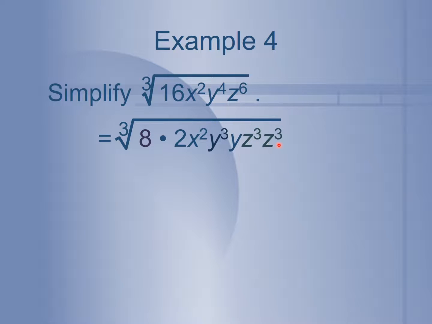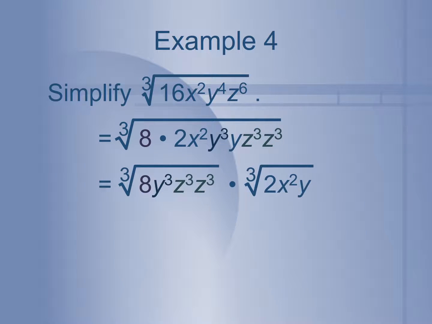When we simplify, we're going to rewrite it so that all of our perfect cubes are in one radical and all of our non-perfect cubes are in another radical. When we have all of our perfect cubes in one radical, we can actually follow through with the operation. The cube root of 8 becomes 2, the cube root of y cubed becomes y, the cube root of z cubed becomes z, and the cube root of this z cubed also becomes z.